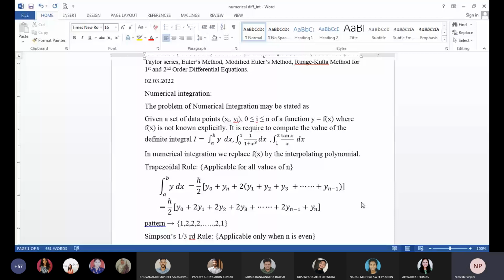If you observe the sequence of coefficients, you will get the sequence 1 2 2 2 1. That means the coefficient of the first and last is 1, and the coefficient of all the others is 2. Why will we remember it like this? Because if you remember it like this, it helps you solve a sum by more than one method in a single go.